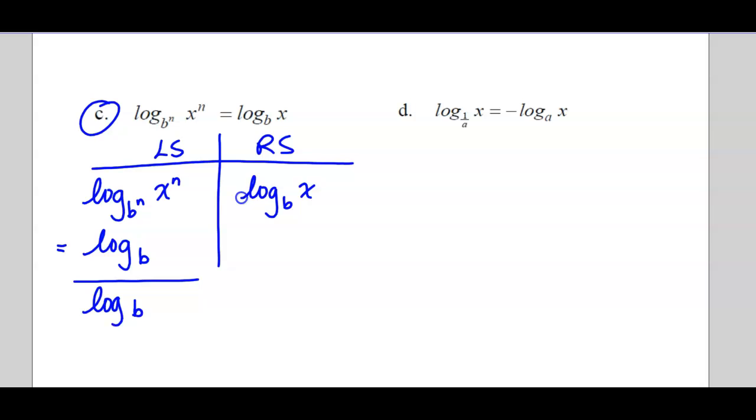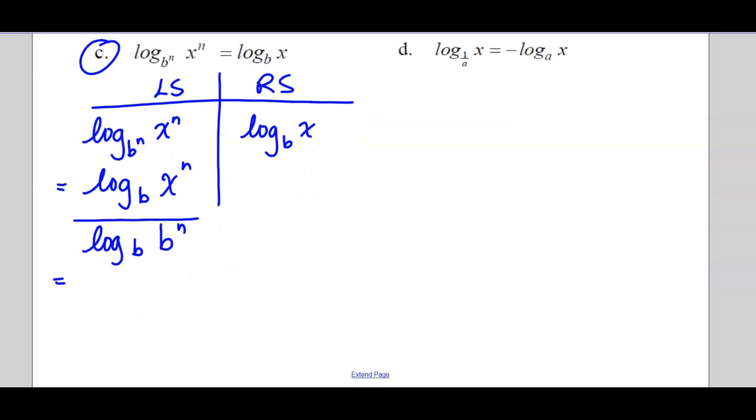Again, it's an identity that we're proving, so we want to show all of our steps. So I'm changing my base. The original argument stays the same. The argument in the denominator is the original base. Then this is now the log of x to the n, so we can use the power law. That n ends up being the coefficient.